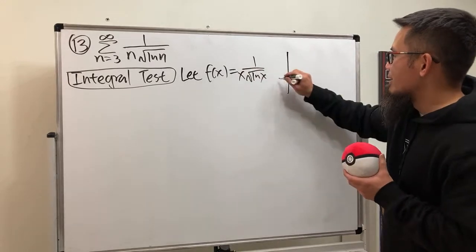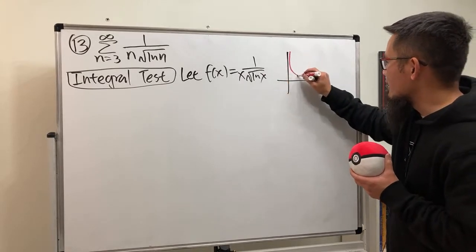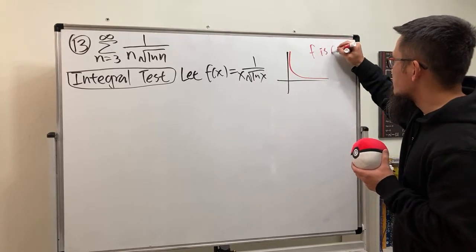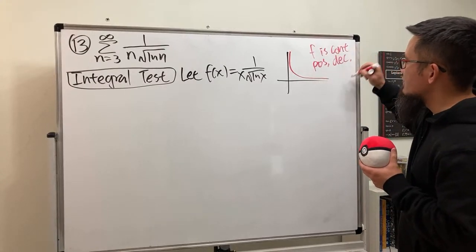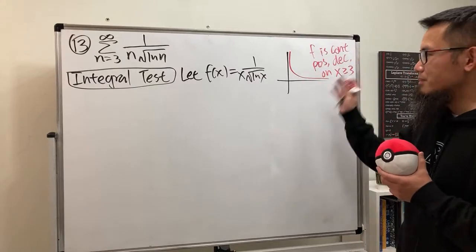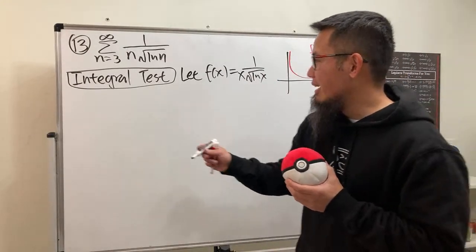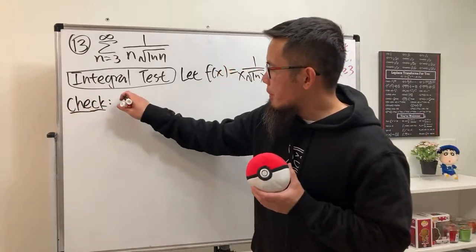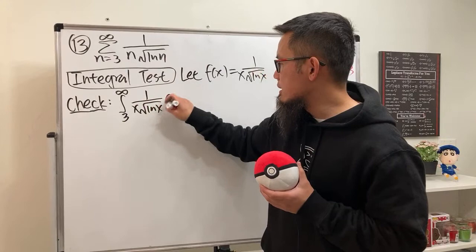Just go ahead and graph your function on your graphing calculator, and the graph looks somewhat like this. But anyway, just go ahead and mention that f is continuous, positive, and decreasing on the interval x is greater than or equal to 3, right? So this gives us the right to use the integral test. Therefore, we are going to check the improper integral going from 3 to infinity of 1 over x square root of ln x.